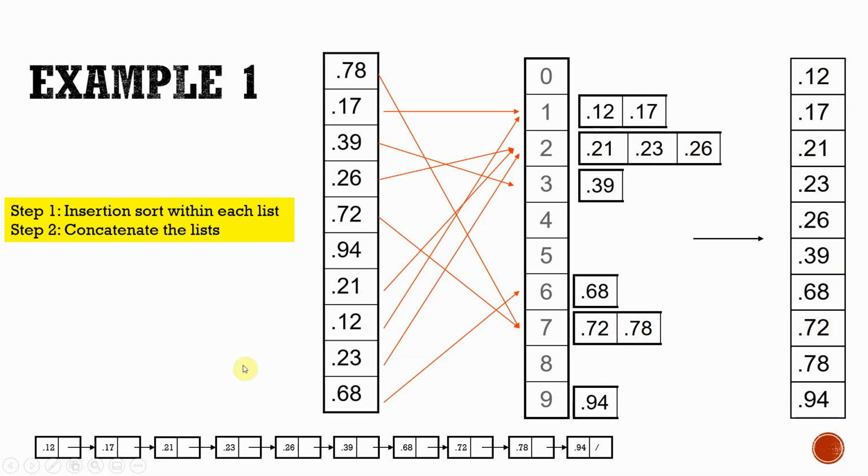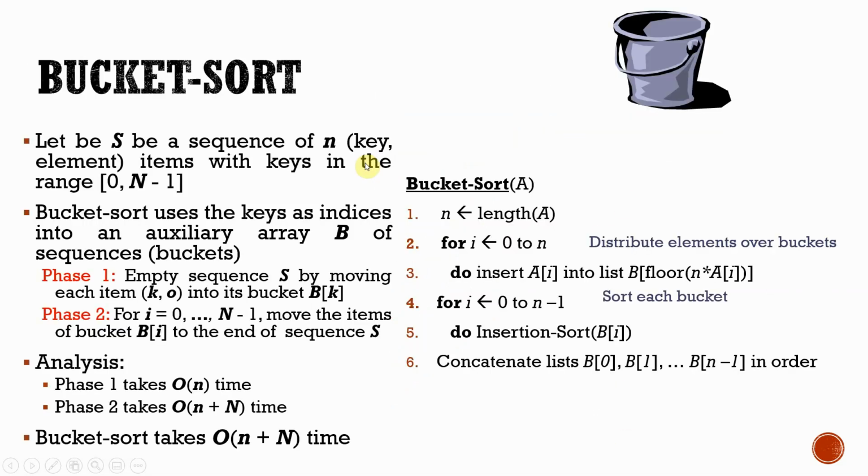The same idea can be applied to linked lists. First we put the elements inside the buckets, and we sort each bucket. These can be either linked lists, arrays, or queues, and a queue can be implemented using a linked list or an array. So we sort each bucket, and after that we concatenate the buckets.